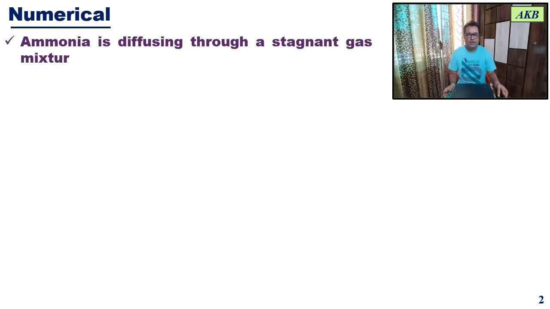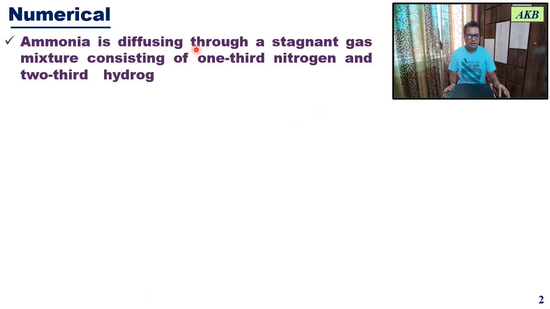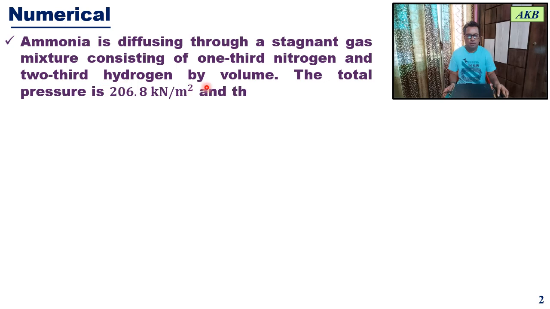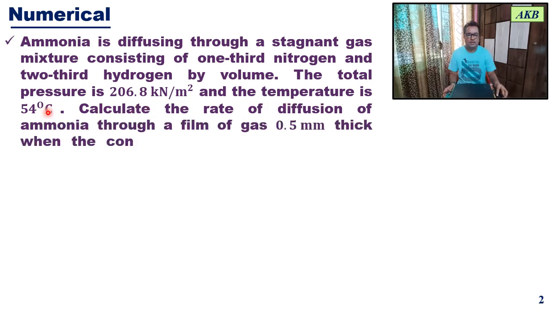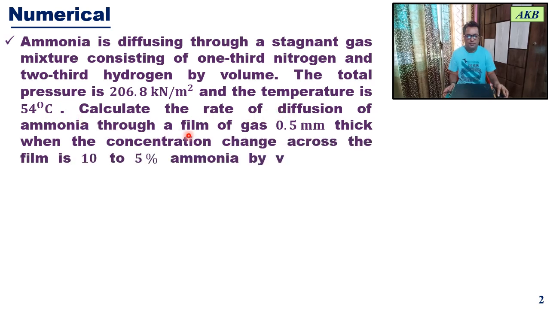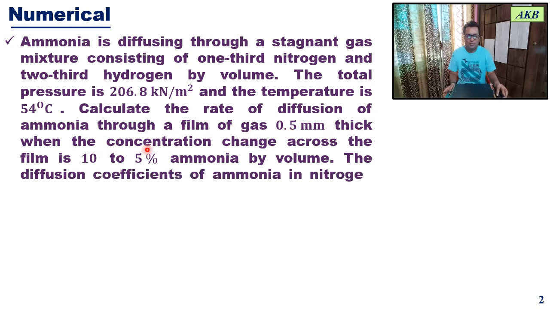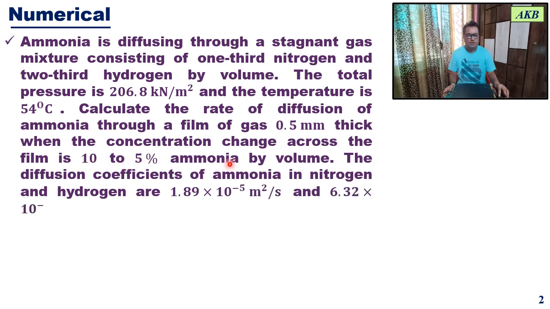The statement goes like this: ammonia is diffusing through a stagnant gas mixture consisting of 1/3 nitrogen and 2/3 hydrogen by volume. The total pressure is 206.8 kilonewton per meter square and the temperature is 54 degrees Celsius. Calculate the rate of diffusion of ammonia through a film of gas 0.5 mm thick when the concentration change across the film is 10 to 5% ammonia by volume.